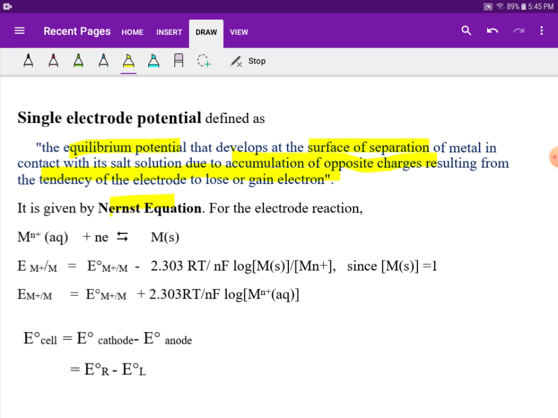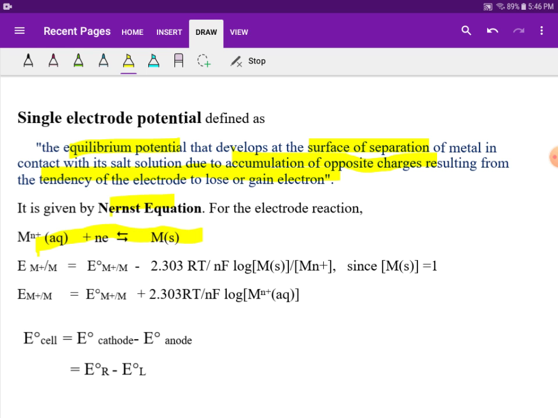For the electrode reaction, M^n+(aq) + ne^- reversibly gives M(solid). Customarily, the electrode reaction should be represented in terms of reduction. All electrode reactions should be represented in terms of reduction according to IUPAC custom. Then any half electrode reaction is represented like this, in the form of reduction: M^n+(aq) + ne^- reversibly gives M(solid).